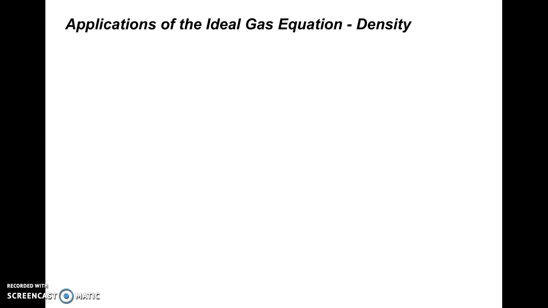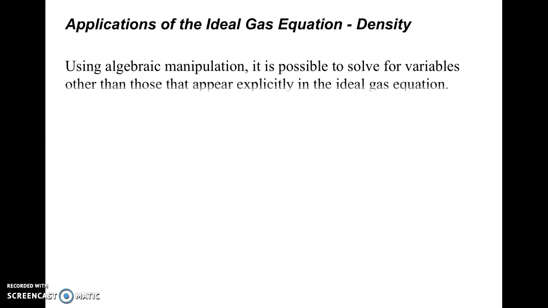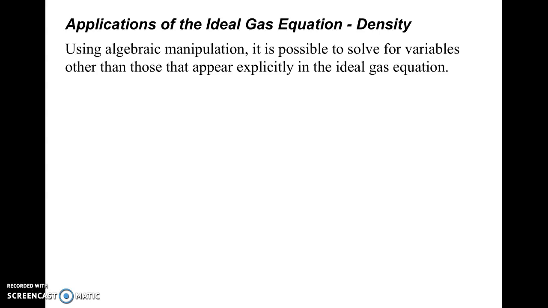Okay, so we can do some other things with the ideal gas equation. With a little algebraic manipulation, we can solve for various kinds of variables, but one of the ones we're interested in is density. And so here you have PV equals nRT. And we know that mass over volume is equal to density. Well, we can rearrange this to put n over V, and if we do that, that is equal to P divided by RT.